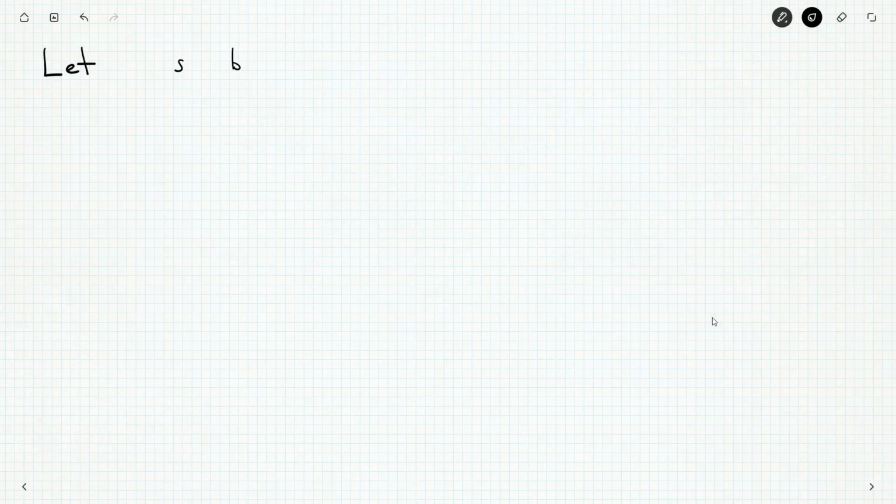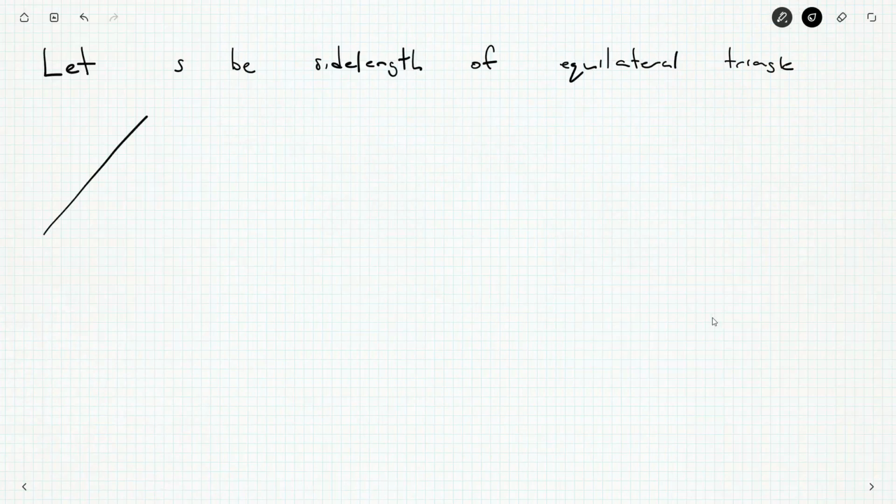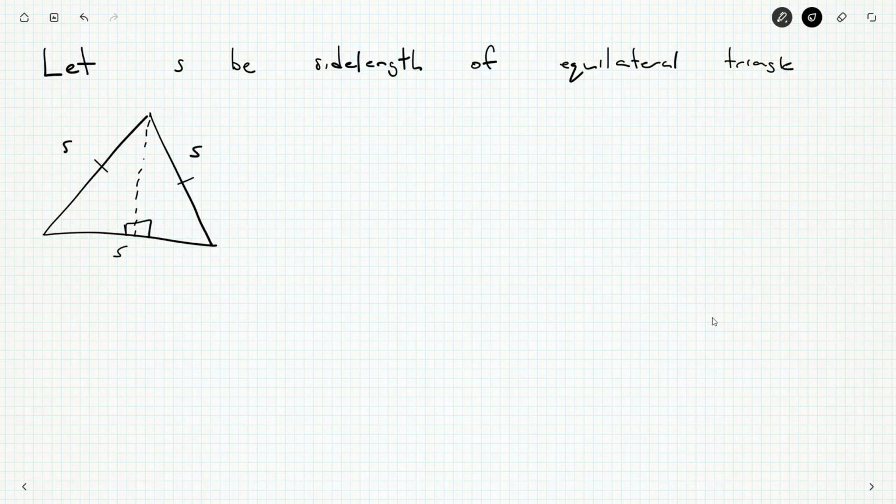Let s be the side length of an equilateral triangle. Okay, so we'll draw our equilateral triangle. Now, because it's equilateral, it is therefore technically isosceles. Equilateral is a stronger statement, but it is still isosceles in that you have 2 of the sides being the same. Just so happens the third side is also the same. But one of the nice properties of an isosceles triangle is if I drop an altitude, it splits the triangle in half, and more importantly, it splits the base in half.